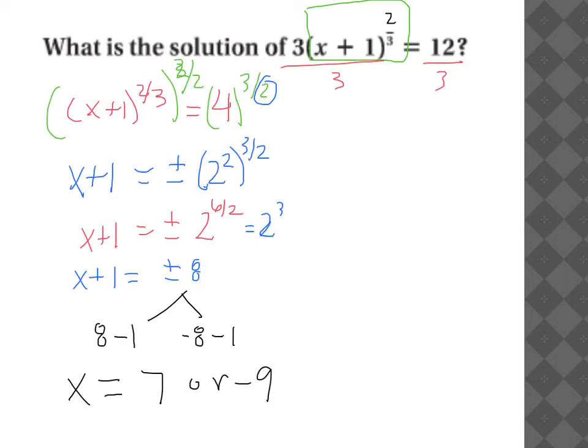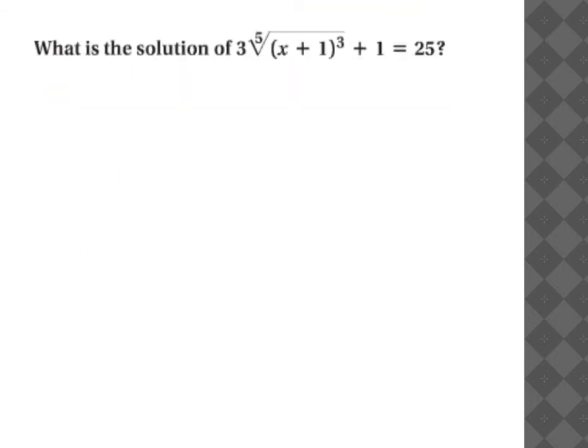So you should have gotten that x is equal to 7 or negative 9. So it's the same process, and since this was an even root, you needed to make sure to have a plus or minus. So you have to actually simplify out the 2 to the third, so that was my 8. So it's 8 minus 1 or negative 8 minus 1.